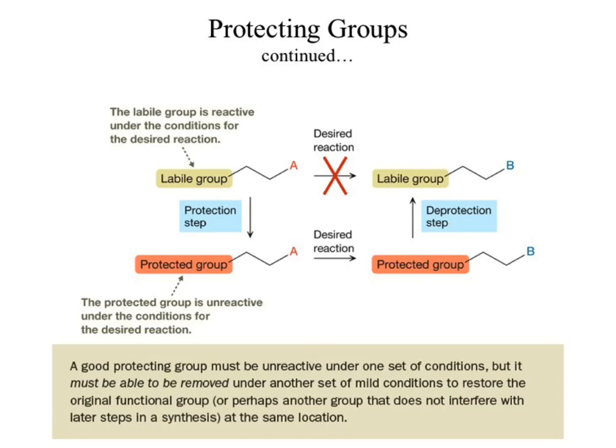So instead, what I do is a protection step. That protection step changes the labile group into something else. That something else is no longer reactive. Once it is no longer reactive, I can do whatever I want to A to convert it to B. Now I can undo the protection and take me back.